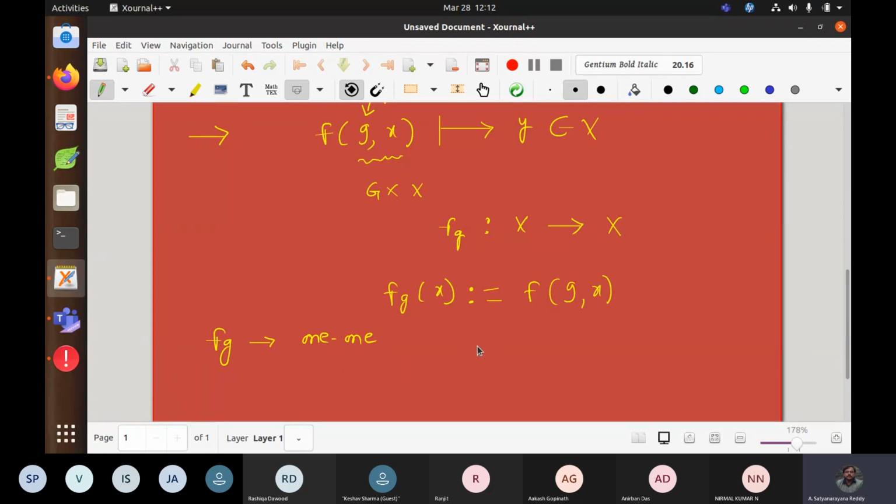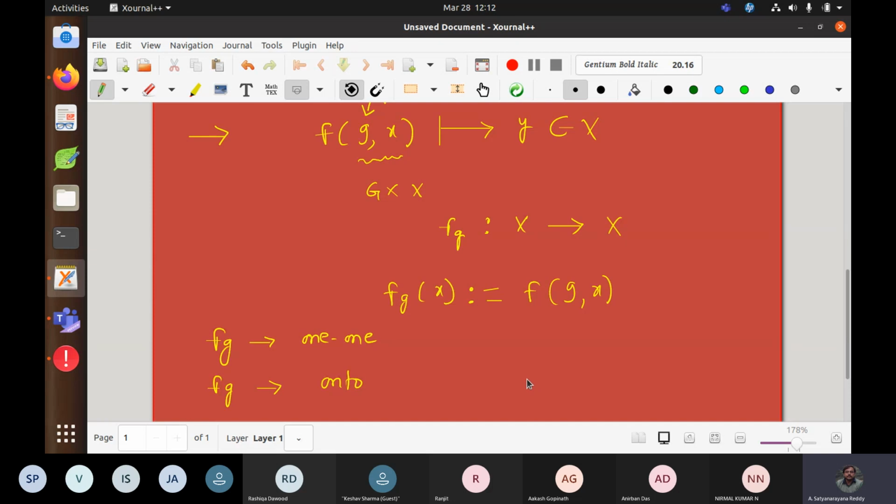So 1-1 is easy to show, and we also proved that Fg is onto. So how did we prove this one? If I take x in capital X, I take g inverse dot x here. So Fg of g inverse dot x, okay.